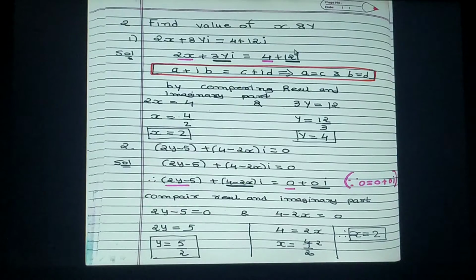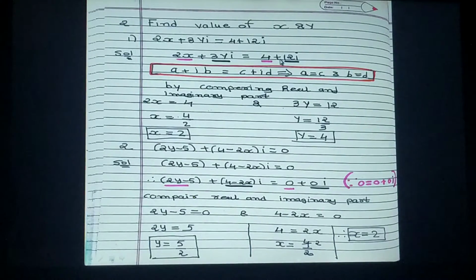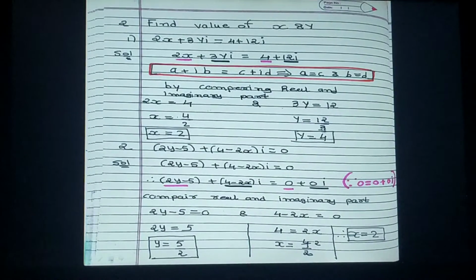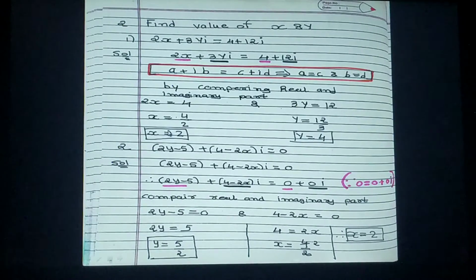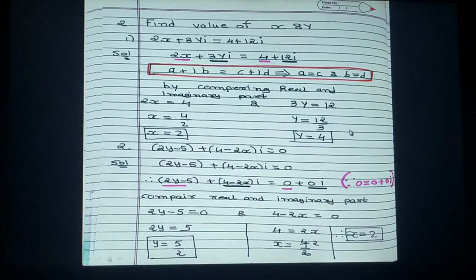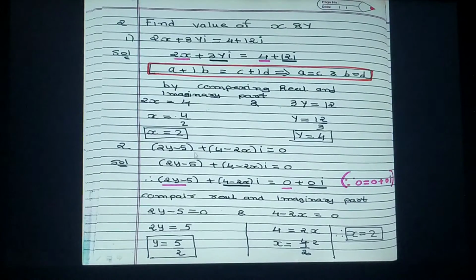Now compare the imaginary part. 3y = 12, so y = 12/3, y = 4. So we have found the value of x and y. Let's start the next example.